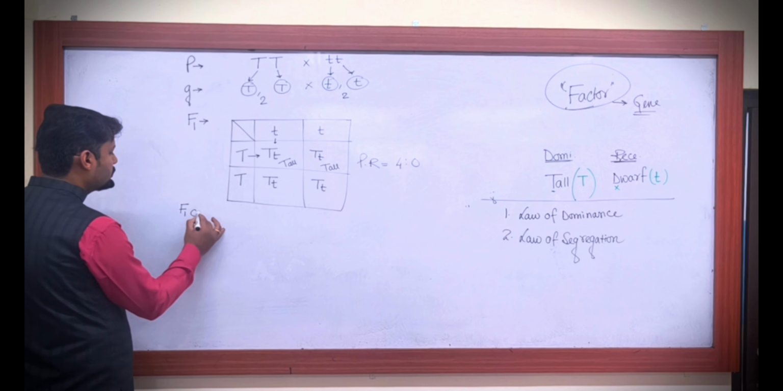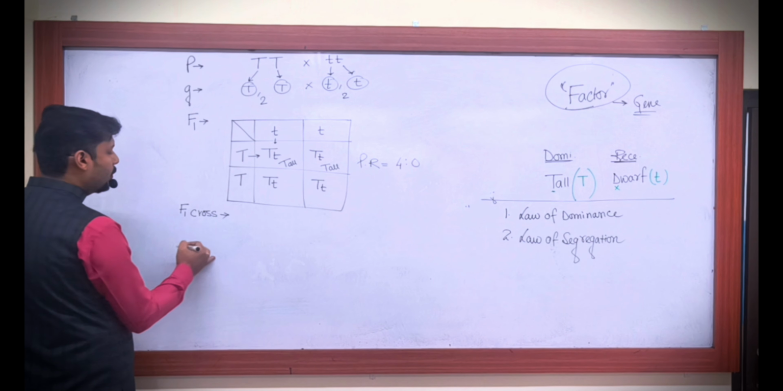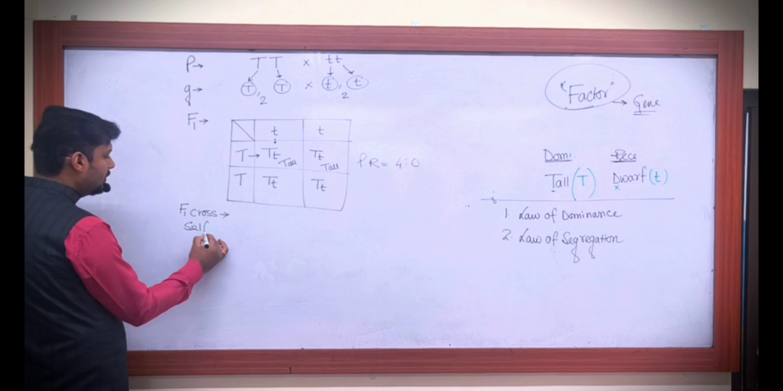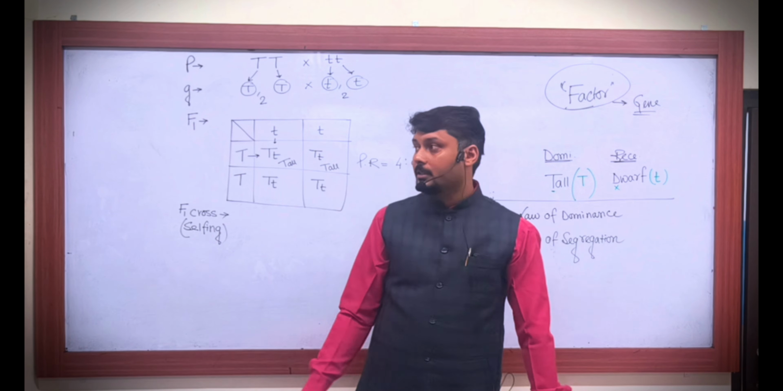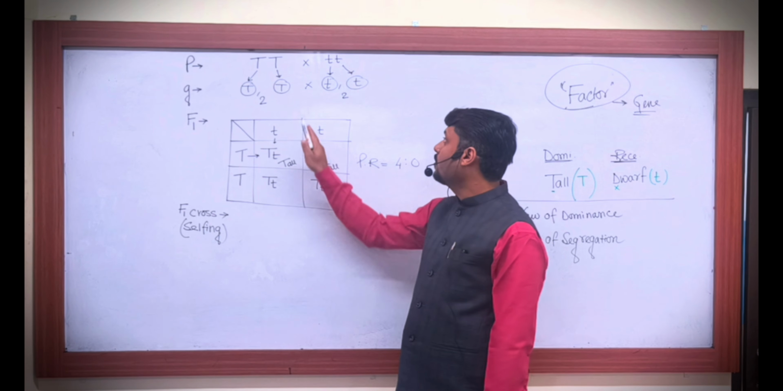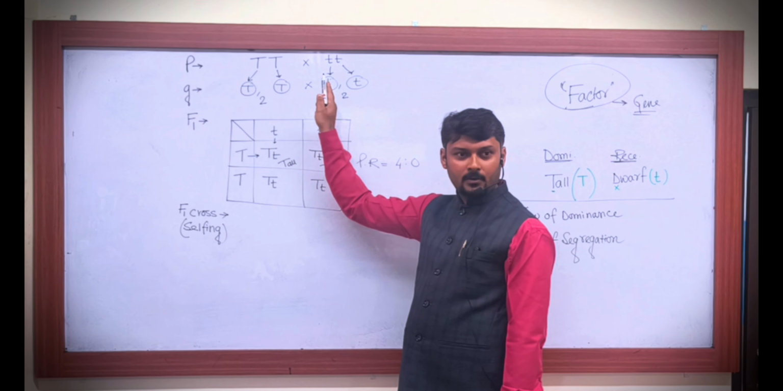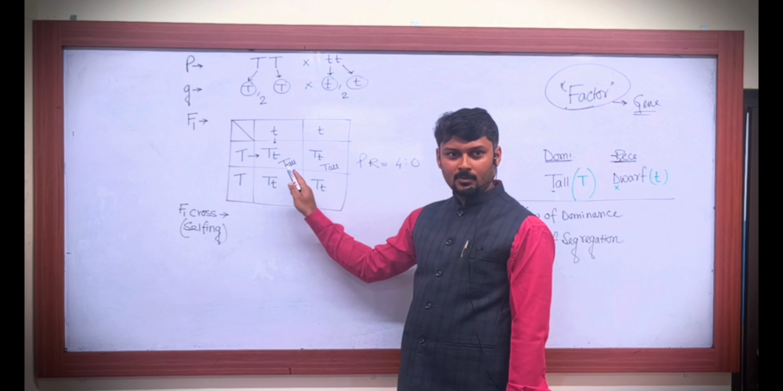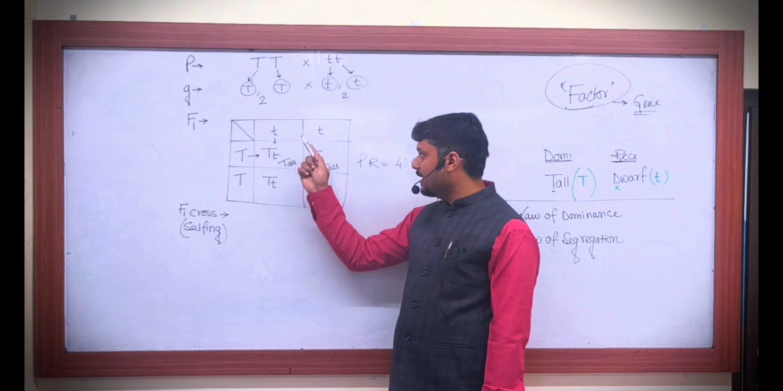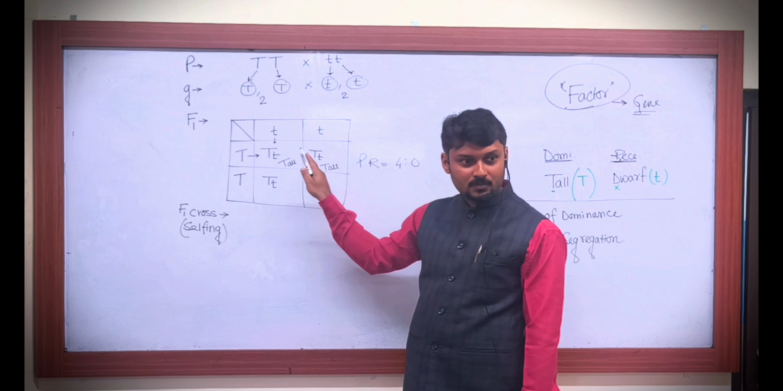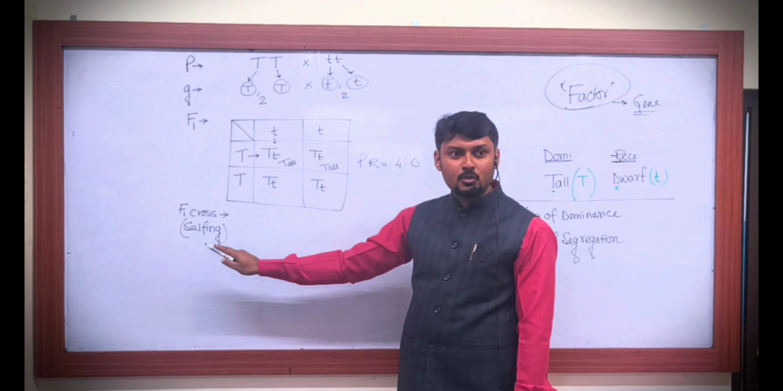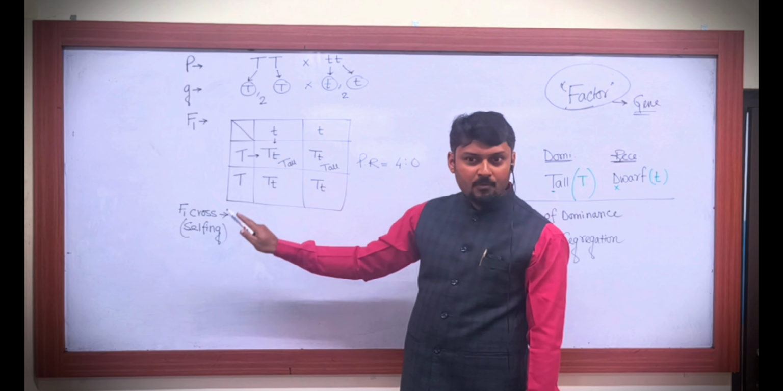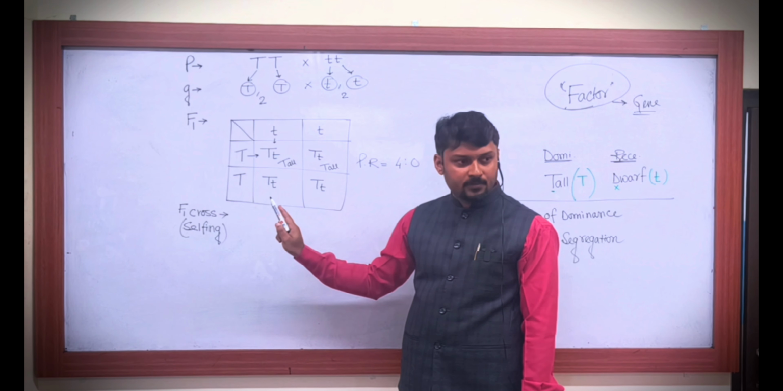Now the F1 cross. Remember that F1 cross is called selfing. So what is the meaning of selfing? Selfing means that they are children from the same parents. Clear? So they are brothers and sisters. If we have to proceed to the next generation, we have to give them marriage. That's why the term selfing. Selfing means within-family marriage. F1 cross is termed as self or selfing.